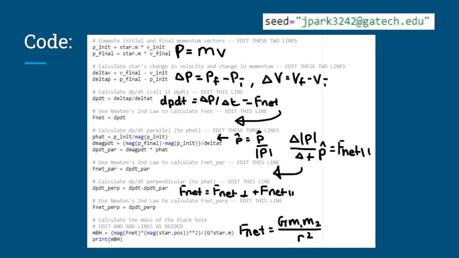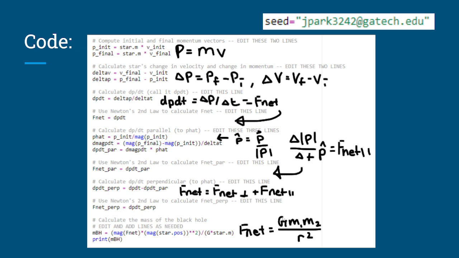Now to solve for the parallel, we have to figure out what p hat is, which is p divided by the magnitude of p. Then this part right here, change of magnitude of p divided by change of t, is what this is equal to. We multiply that by the p hat to solve for the Fnet parallel, which is right here. We do the same for the perpendicular one. Since we know that Fnet parallel plus Fnet perpendicular is equal to Fnet, we just use simple algebra to solve for the Fnet perpendicular, which we can tell is here.